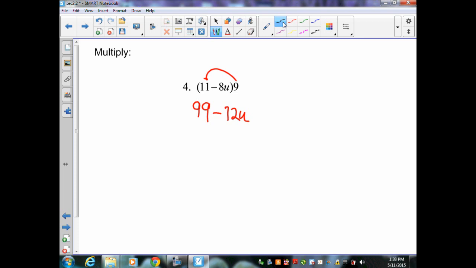Or what you also could do is you could rewrite this by using a property that we used in our last section, which is the commutative property. 9 times 11 minus 8u. Again, it's the same thing. 9 times 11, I get 99. 9 times a negative 8, negative 72u. Either way, it would be up to you. But again, copy the problem and show that step, or use commutative property and then show that step.